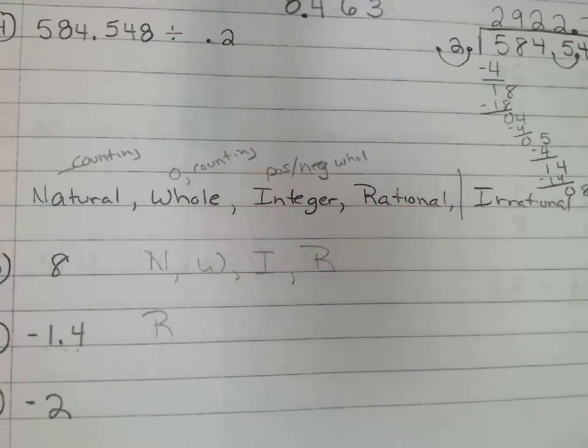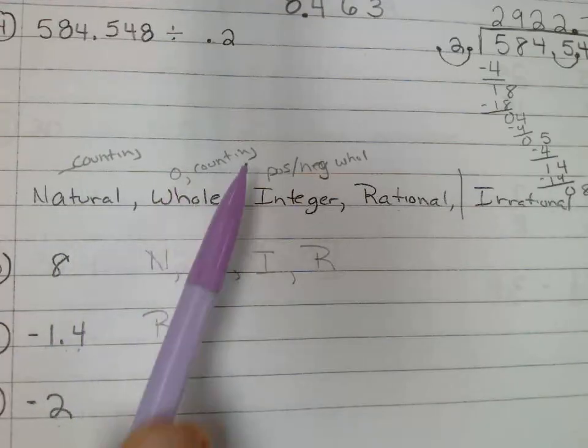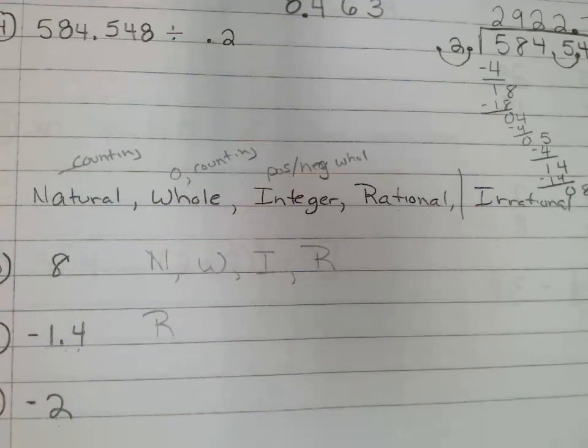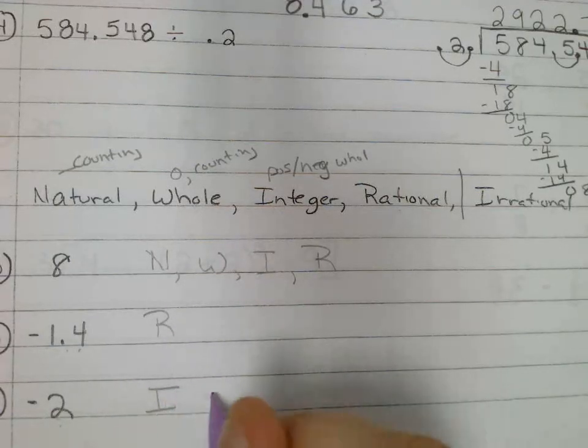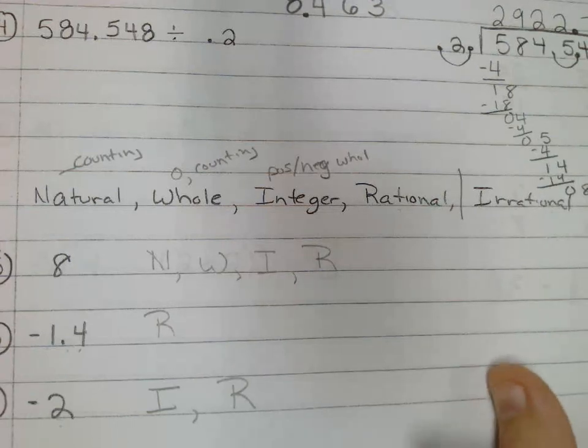Okay, and then my other one is negative 2. Let's go through my list. Is negative 2 a natural number? No. Is it a whole number? No. Whole numbers are 0 and my counting, and I don't count negative 2. So, is it an integer? Yes. And if it's an integer, it's also going to be what? Rational. If it's an integer, it will also be rational.